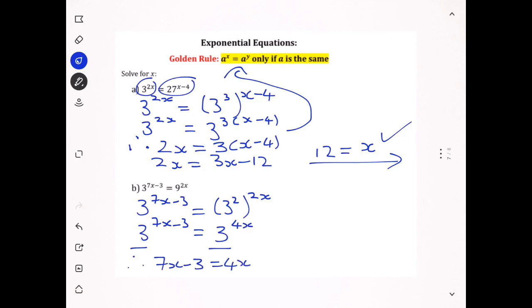Bring the 4x over, becomes 3x. Take the negative 3 over, becomes 3. Divide by 3 on both sides. Therefore, x is equal to 1. And again, you can check this by substituting it in on the one side, getting an answer, doing the same for the other side. And if this is correct, both answers will be equal.